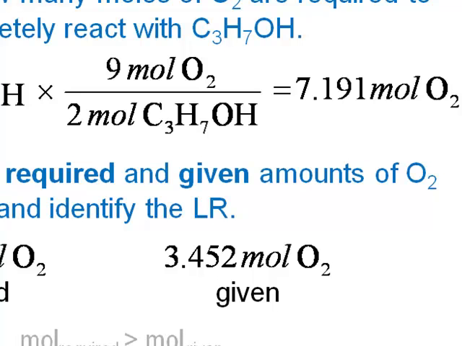Okay, which one is bigger? The required is bigger than the given. There's our greater than symbol. That means we go up, follow that. Oxygen is our limiting reactant. That's it. That's approach number 1. Okay?